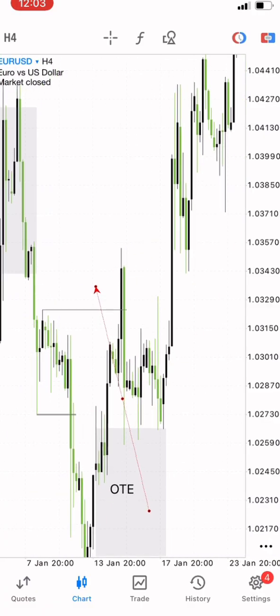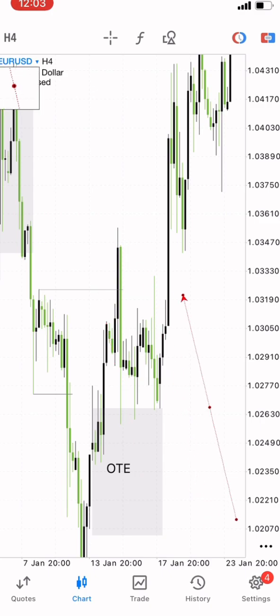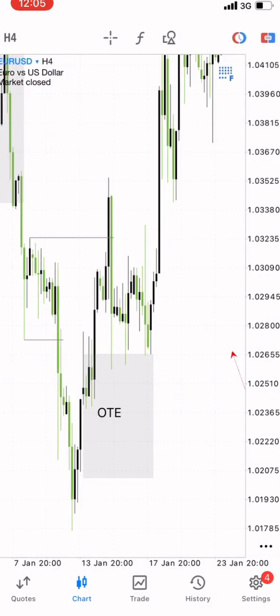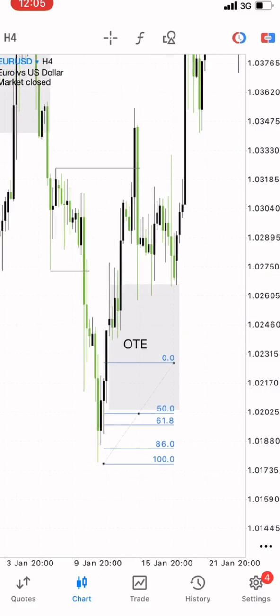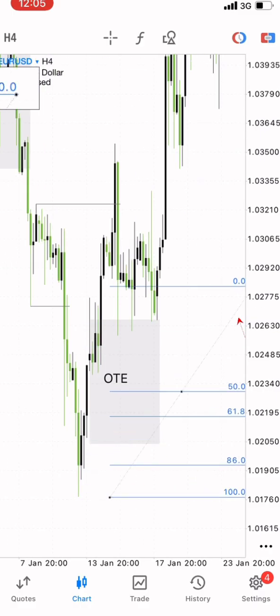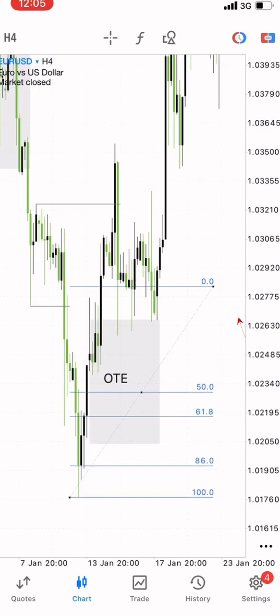You can know what an OTE is by simply Googling Fibonacci golden zone, right? That was where the OTE was taken from and repackaged, basically.